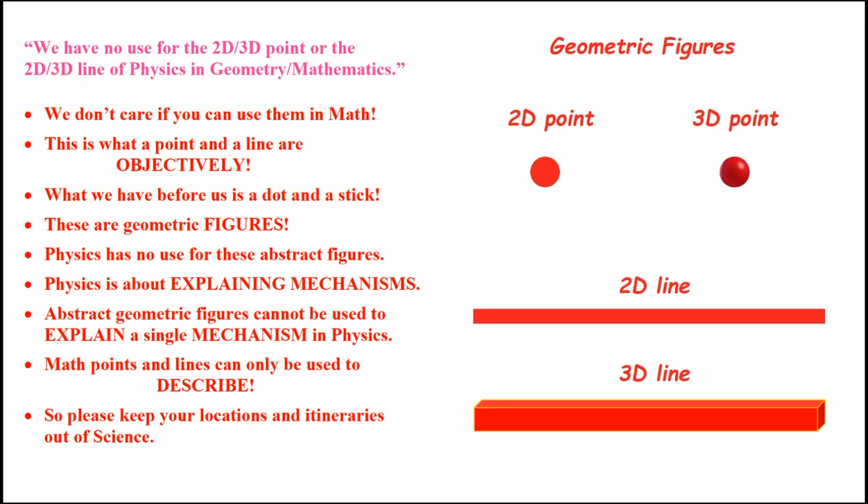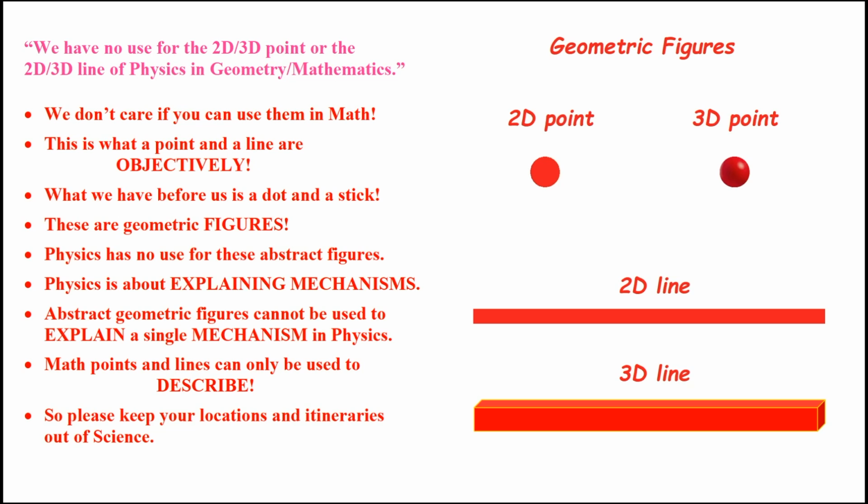Okay, so what you see there objectively is a dot. You want to call it point, no problem, but that's what a point is. That's what we have objectively in front of us. And what is a line? It's a stick. That's what we have objectively in front of us. Okay, these are geometric figures. Physics has no use for abstract figures. None of these figures have anything to do with physics.